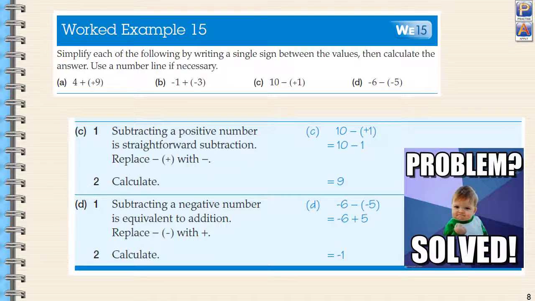The next two, we've got 10 minus a positive 1. And you can see we can change the positive and negative to just a negative, and that's a 9. Okay, and in the next one, we've got negative 6 minus negative 5. Not worried about that one, only worried about in the middle there. Two negatives make a positive, which is what we've written there. Okay, so negative 6 plus 5 equals negative 1.